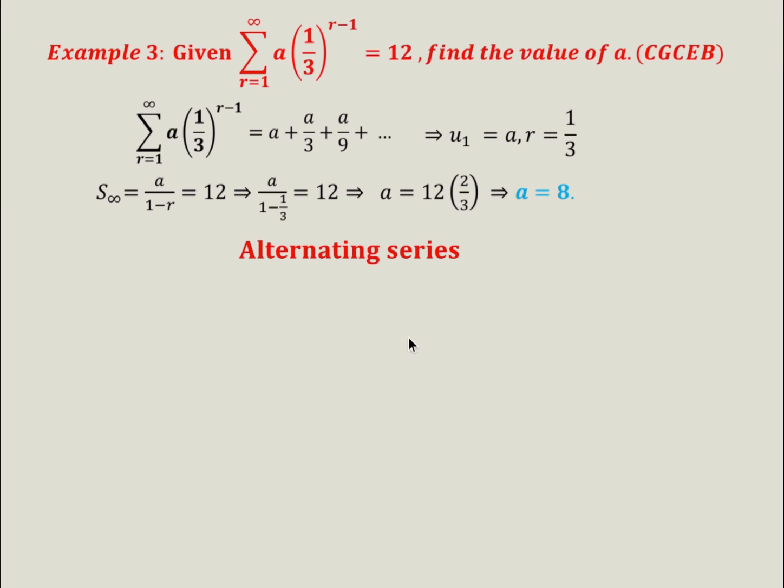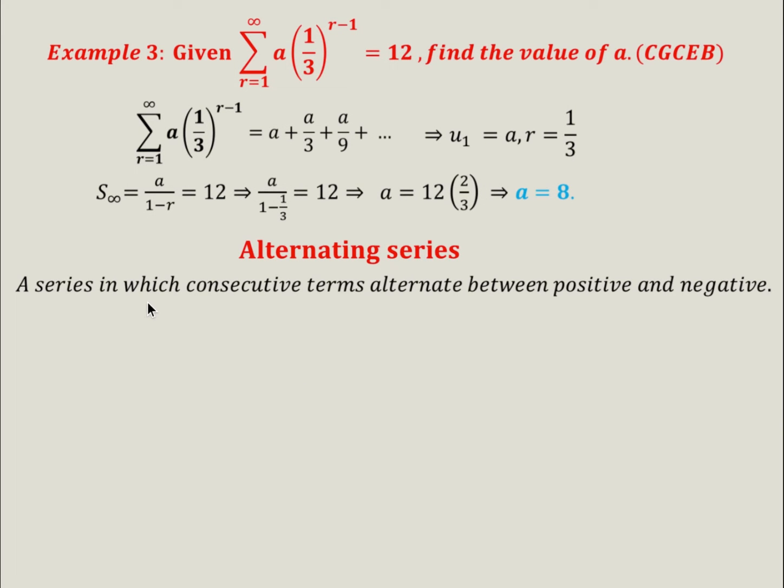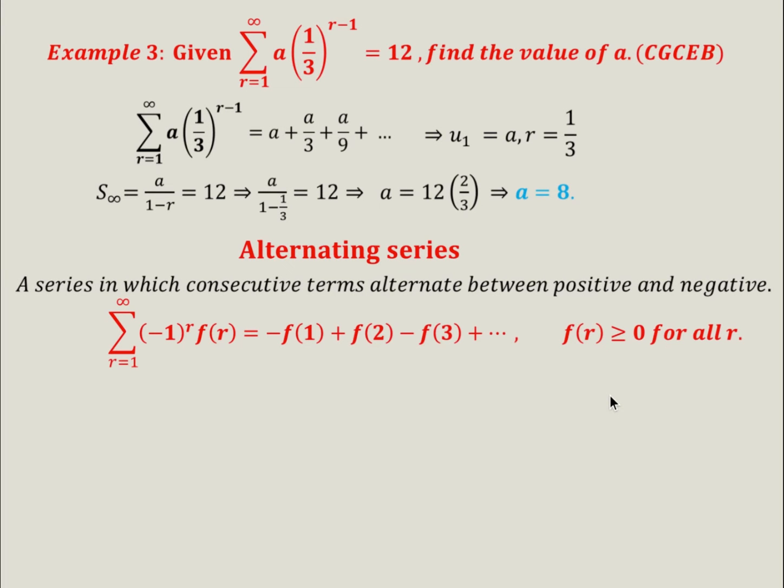From here we proceed to alternating series, and we should note that a series that is alternating is simply one in which consecutive terms alternate between positive and negative signs. We have an example: summation from r equals 1 to infinity of negative 1 to the r of f of r, where f of r is greater than or equal to 0 for all values of r. So you would recognize an alternating series generally when you have negative 1 raised to the power r multiplied by another function, generally a function of r.